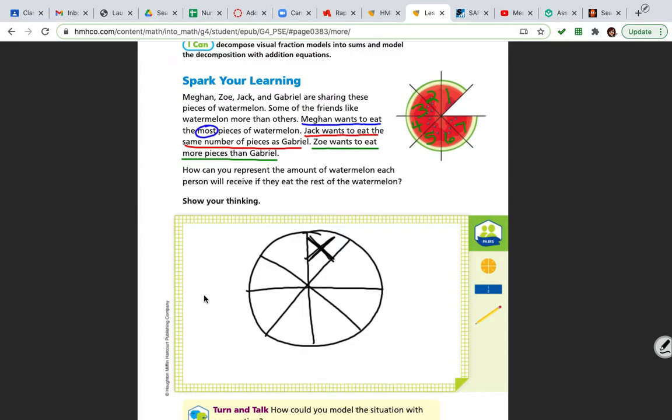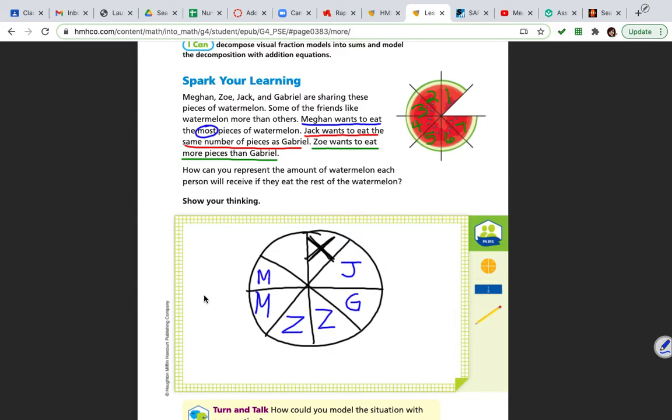So let's work this out. Zoe wants to eat more pieces than Gabriel. Jack wants to eat the same number of pieces as Gabriel. So Zoe's got more than Jack and Gabriel. And Megan wants to eat the most. Let's start with Jack and Gabriel. Let's give Jack and Gabriel each 1 piece. Okay? Zoe wants to eat more pieces than Gabriel. So Gabriel got 1 piece, so let's give Zoe 2 pieces. And let's see if we have the most for Megan. Megan wants to eat the most, so if Megan takes the last 3 pieces, she will get the most.